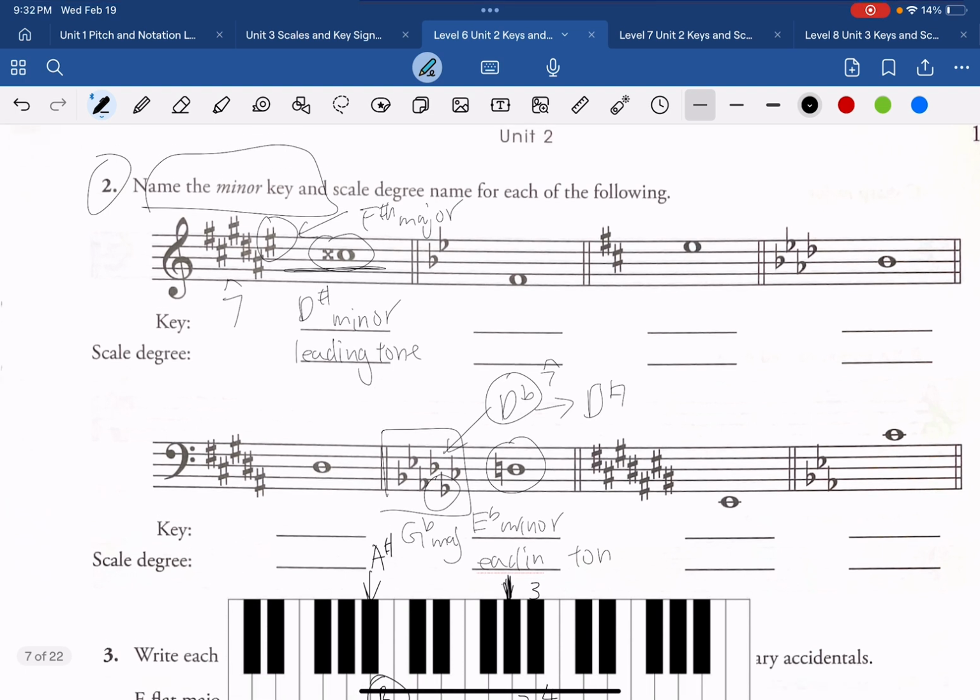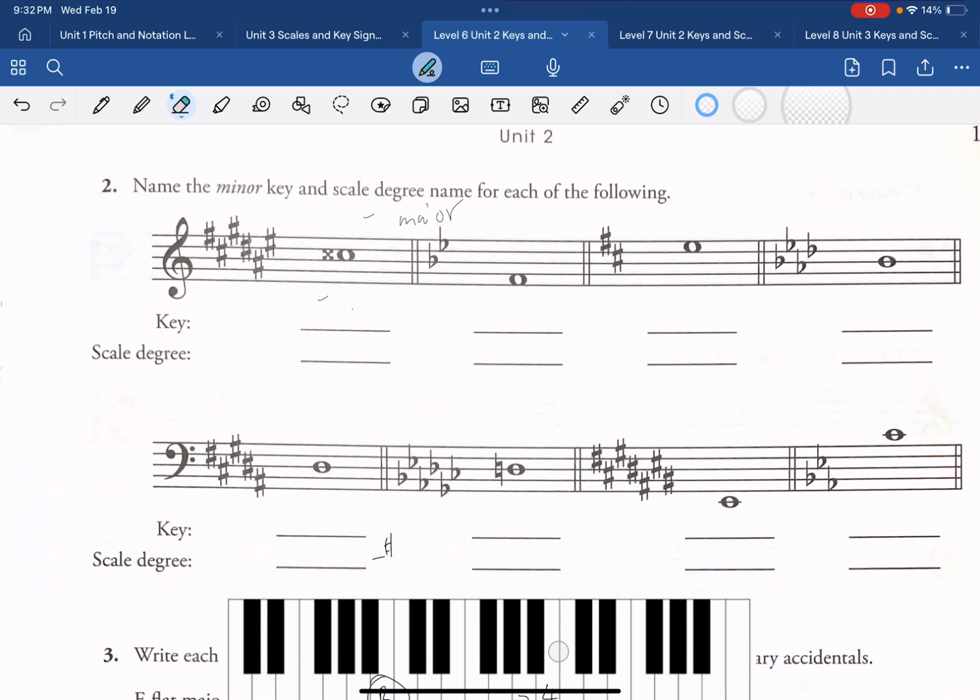Okay, let's look at this page. Instead of finding the major key, we're finding the minor key. So that means first we have to find the major key for this key signature, and then find its relative minor, and the relative minor is going to be our key. So let's do that.